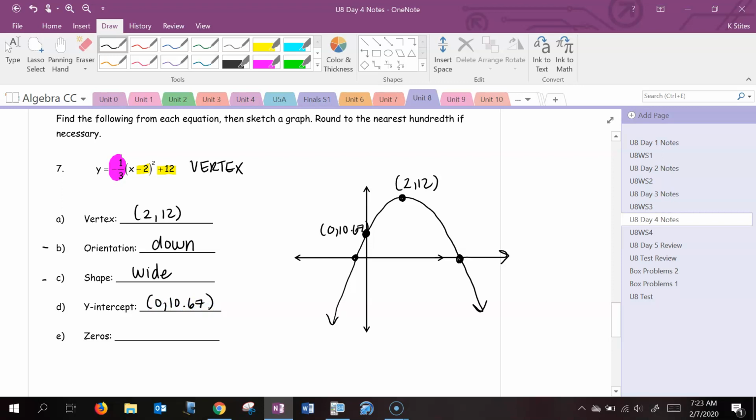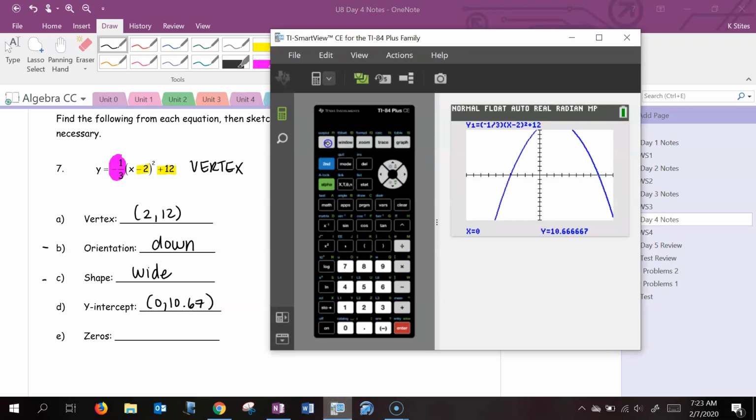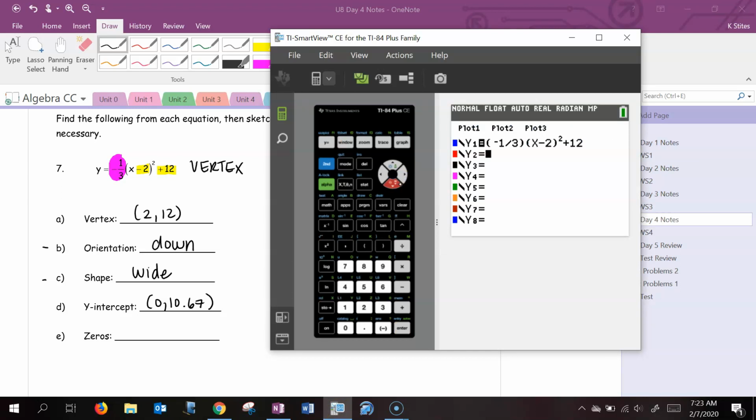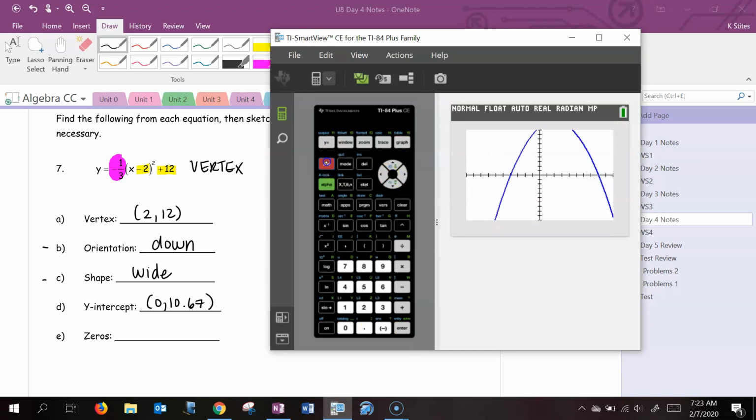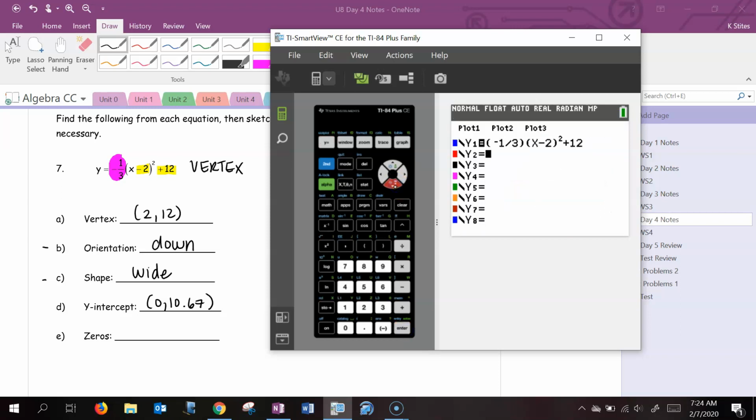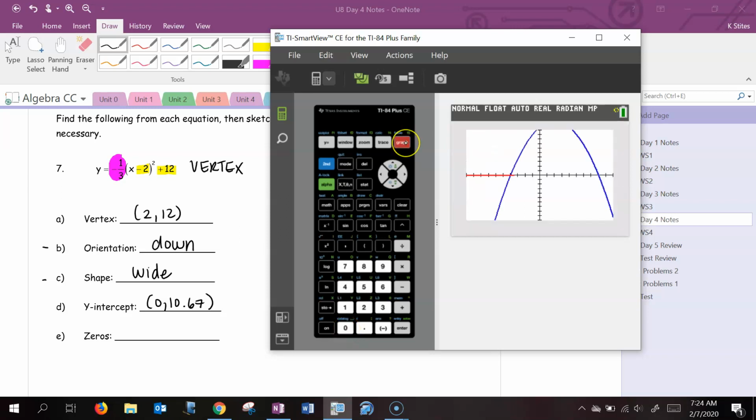Okay. Now, for your zeros, you must remember to have y2 equal to 0. Okay, if you don't have that and you try to do your second trace 5, enter, enter, enter, look, nothing's happening. See, it still says second curve. It's because your calculator doesn't know what you want to do. So make sure you have a 0 there. Go to graph. Now you have that horizontal line, and we can do our second trace 5.